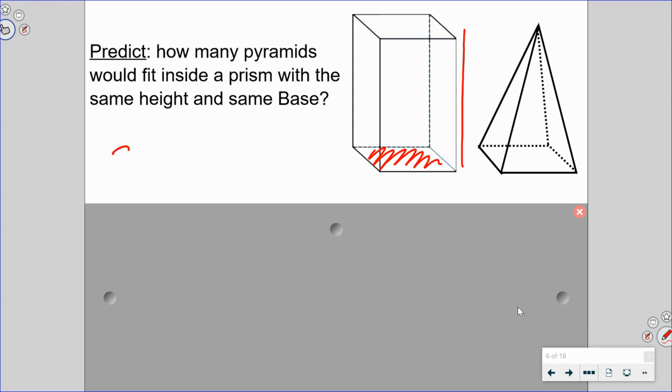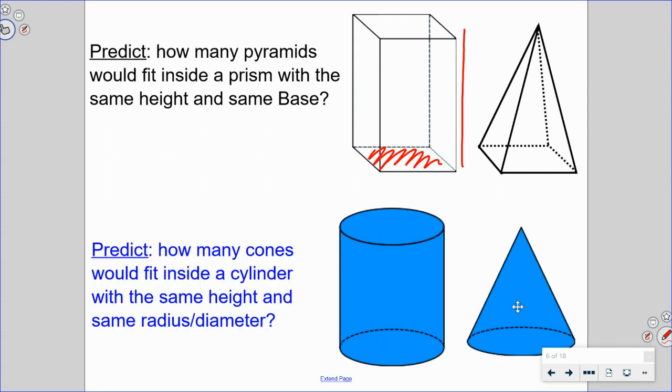Go ahead and write your answer off to the side. You're just making a prediction. Maybe you're going to write 2, maybe you're going to write 5, maybe you're going to write 3.5, whatever your prediction is, write that prediction down. Pause if you need to and think about it. Come on back. Let's do the same thing.